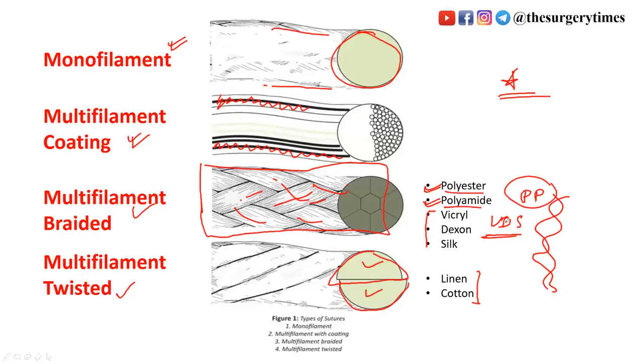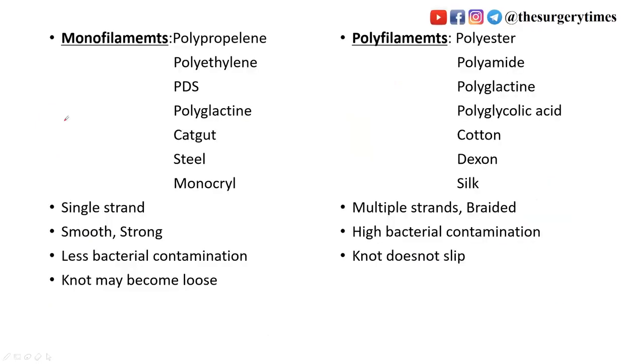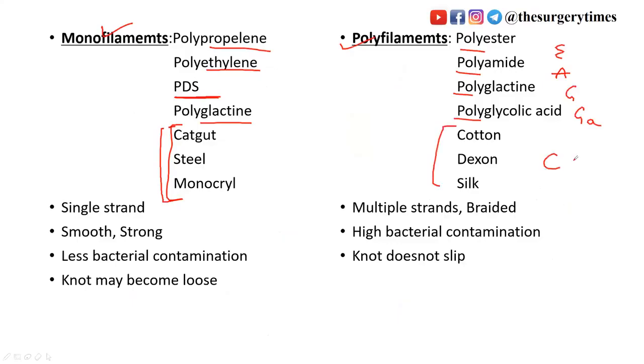Okay. Now, few points regarding monofilaments and polyfilaments. The examples of monofilaments are polypropylene, polyethylene, PDS, polyglecaprone, catgut, steel and Monocryl. Whereas polyfilaments, all are poly: polyester, polyamide, polyglactin, polyglycolic acid. Then PGA, cotton, Dexon, and silk. These are polyfilament. So remember the polyfilaments, the rest all are monofilament.